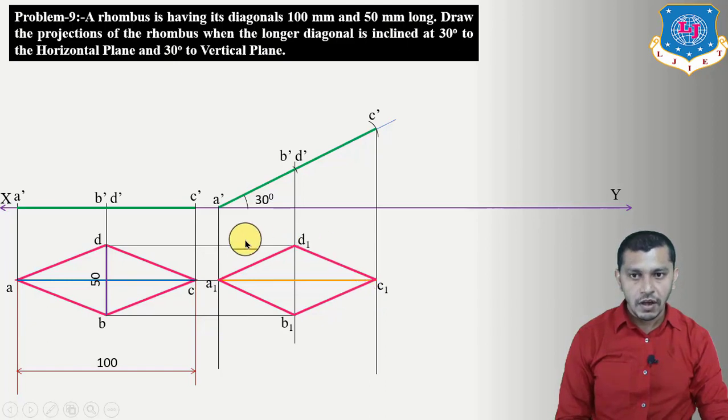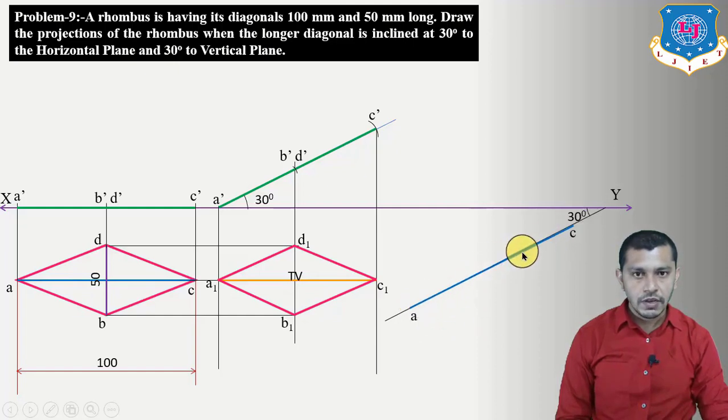And as you know that we have to copy this figure always over here. So first of all, draw an inclined line, inclined at 30 degree to the XY reference line, and on this line mark AC. So mark AC on this line, which is our true length of the longer diagonal. And if you want to copy this figure over here, that is the plan, we have to find out the beta angle for the plan of the longer diagonal AC. So the plan of the longer diagonal is A1 C1.